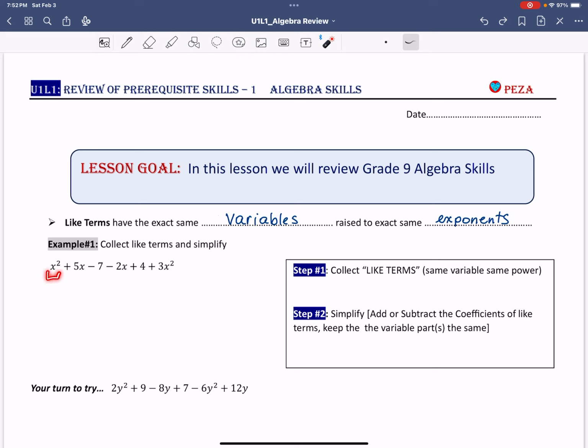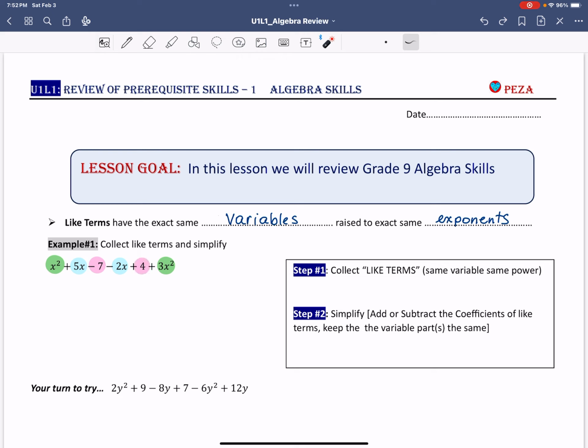Whenever I identify the like terms, I start off from the very first one, in order. So as you can see, we have x squared in here, and then you visit every term in the polynomial expression to see if there is any other term that contains x squared. In our case, we have x squared and 3x squared that are like terms. And then we have 5x and negative 2x that are like terms, and negative 7 and positive 4 that are also like terms, the constants.